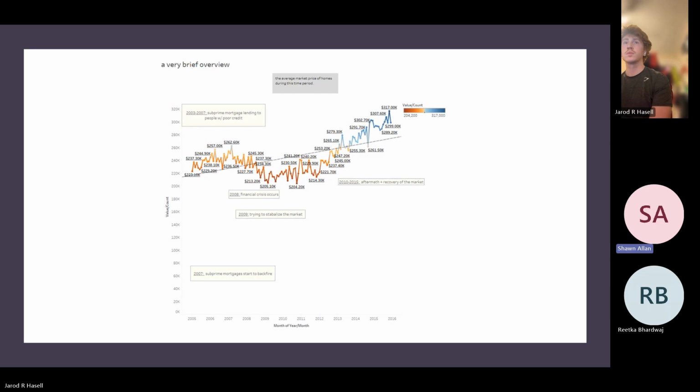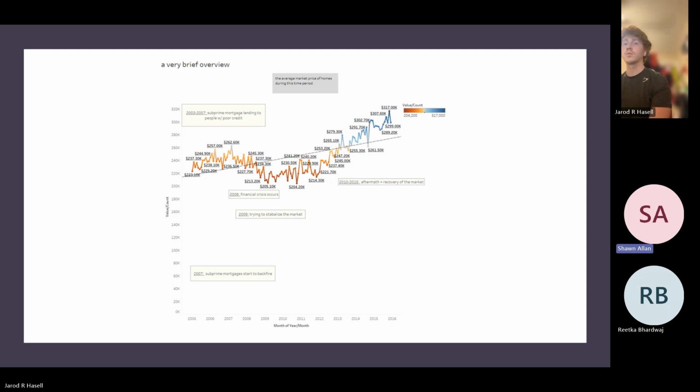For my first visualization, I created a line graph to show the average market price of homes between 2005 and 2015. The graph illustrates how prices fluctuated over the course of the 10-year period, with a big event happening in 2008, which was the financial crisis. I've included some text boxes to briefly go over the events that led to the financial crisis, and a small one to show the aftermath of it.